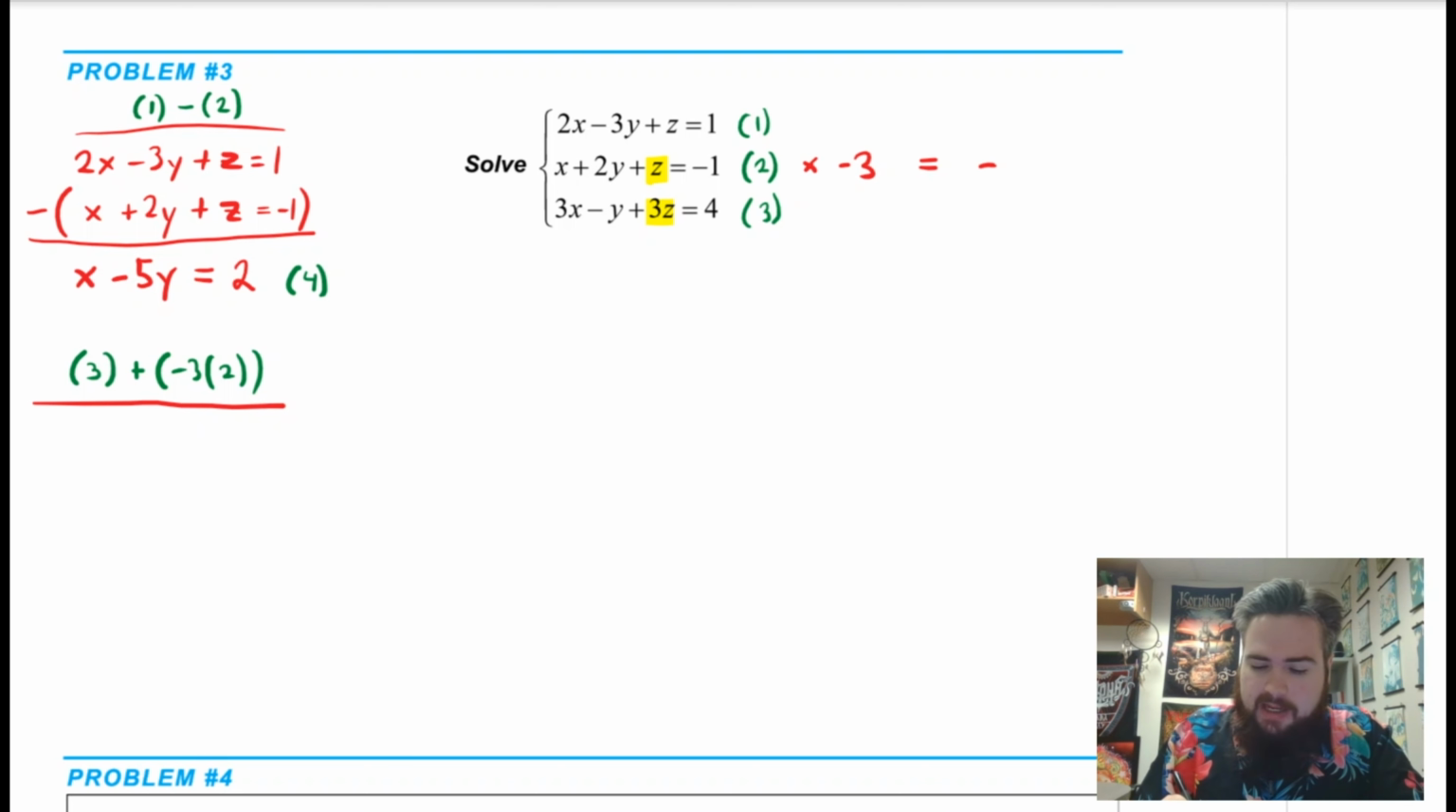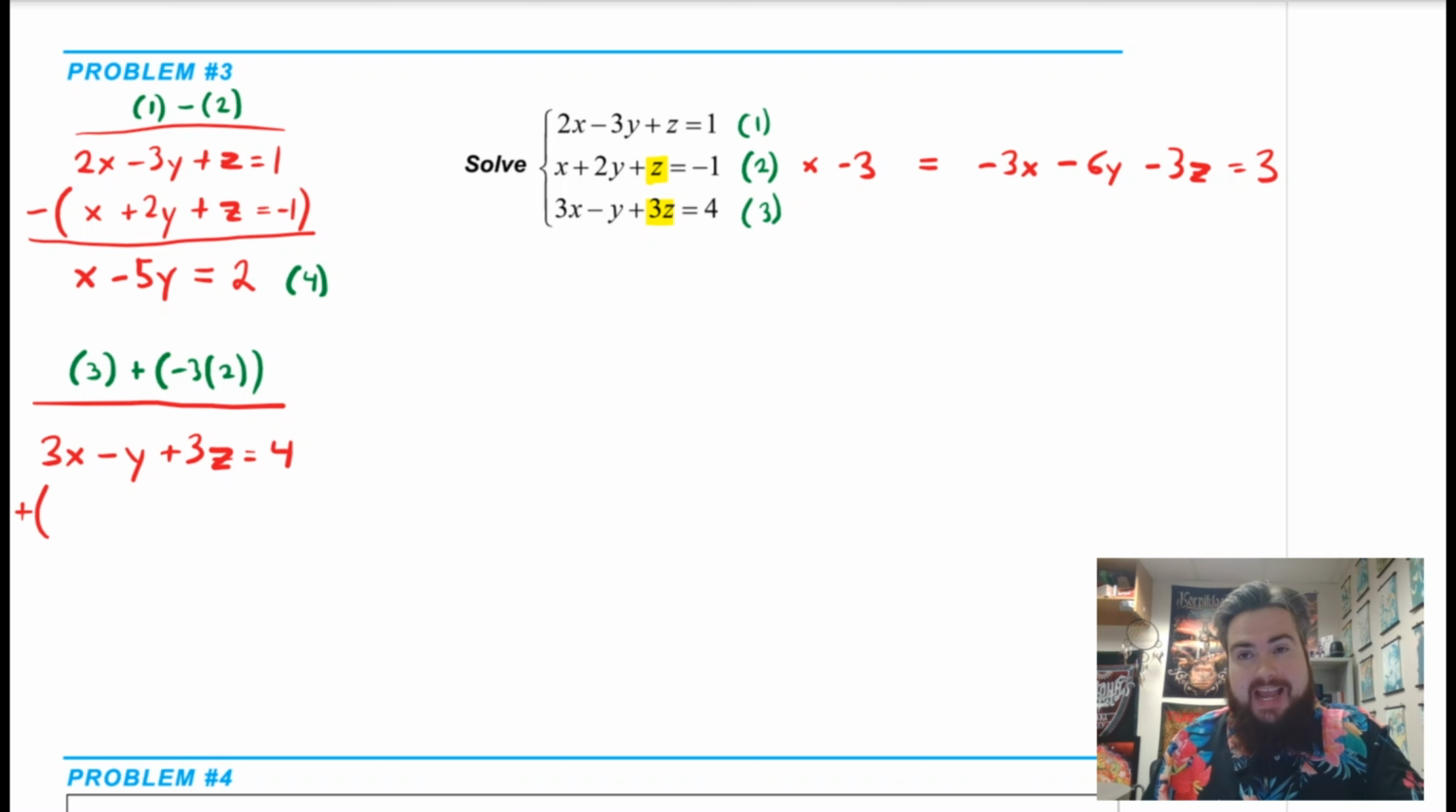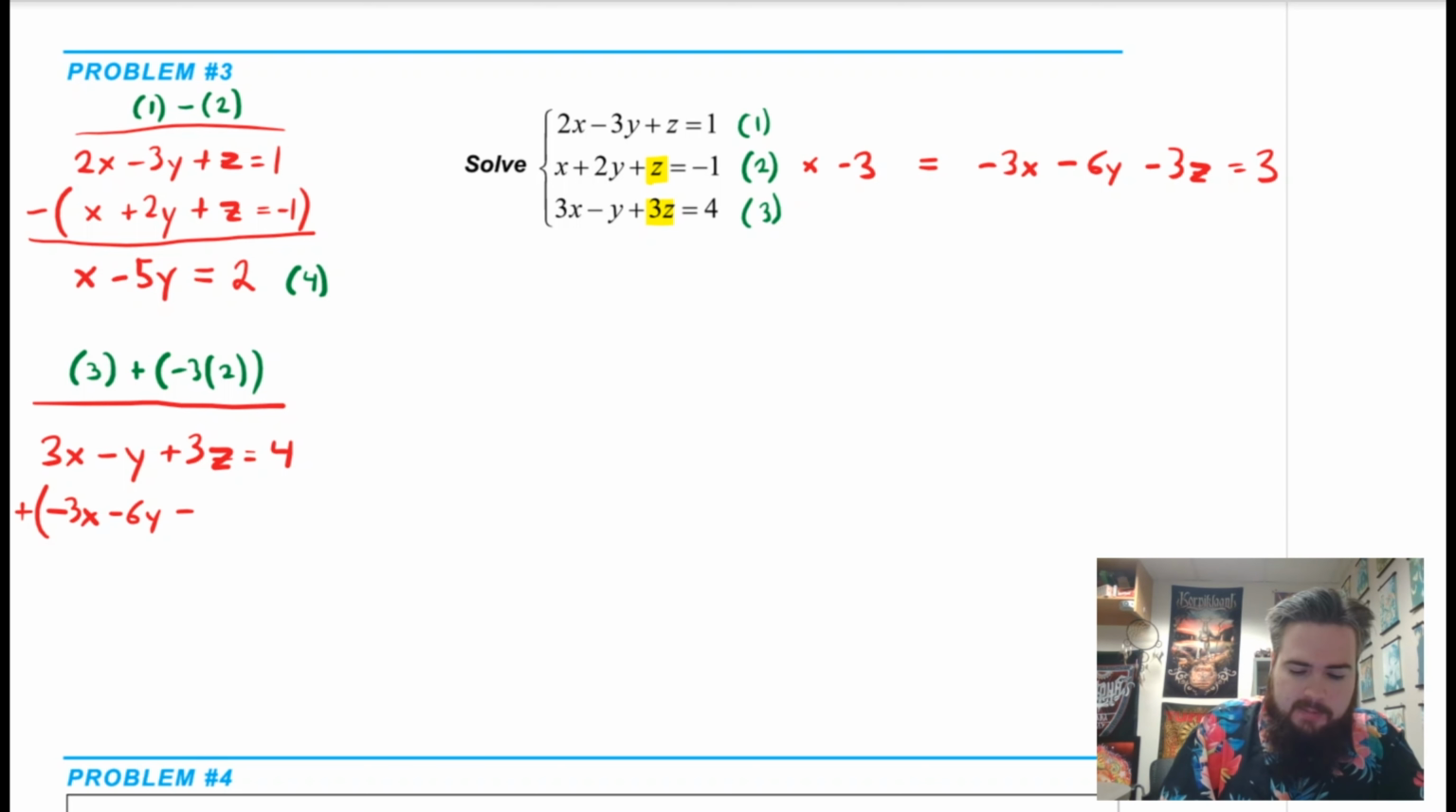Negative 3 times x will give me negative 3x. Negative 3 times 2y will give me negative 6y. Negative 3 times z will give me negative 3z. And negative 3 times negative 1 will give me a positive 3. Now I can take equation 3, the original 3x minus y plus 3z equals 4, and I can add that with the new version of equation 2, that would be this negative 3x minus 6y minus 3z equals 3.